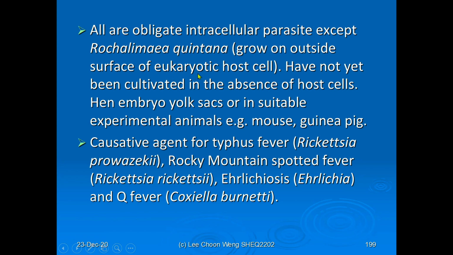on the outside of the eukaryotic host cell. They have not yet been cultivated in the absence of host cells and require culture in hen embryo yolk sacs or suitable experimental animals, for example mouse or guinea pig. So they are causative agents for typhus fever, Rocky Mountain spotted fever, ehrlichiosis, and Q fever.